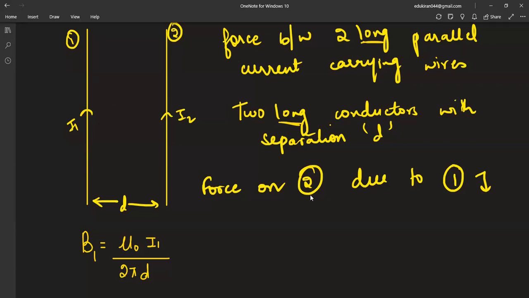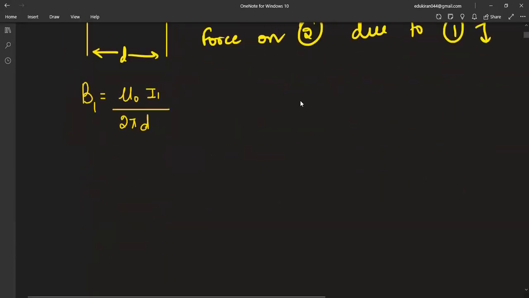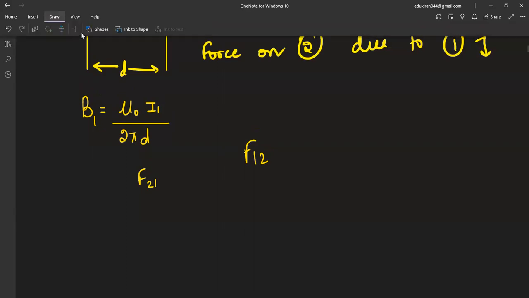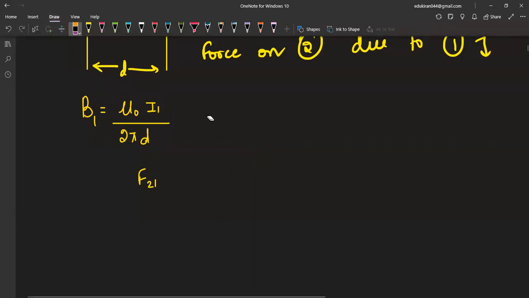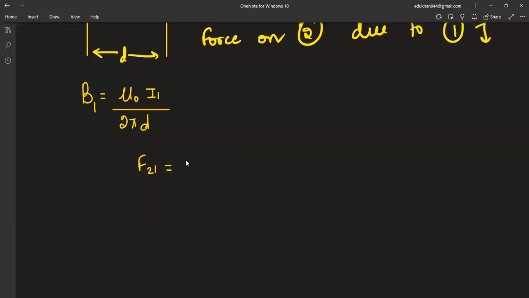So how will we calculate force on second due to first? Our purpose is to calculate force on second due to first. I'll write it in this way so that it is clear whether we are calculating force on first due to second or second due to first. If I write F21, that means force on second due to first. If I write F12, that means force on first due to second. Now, when we are calculating force on the second wire, the current is I2.